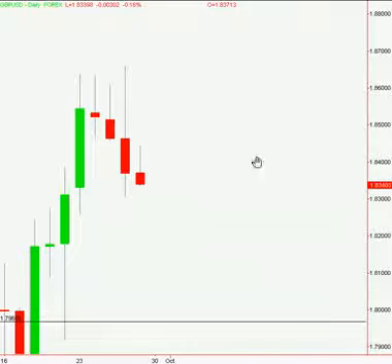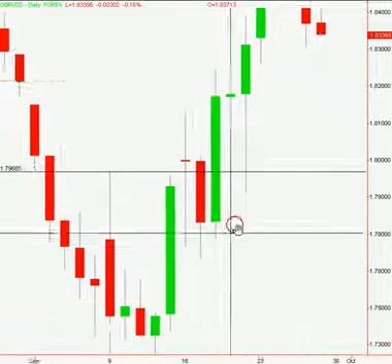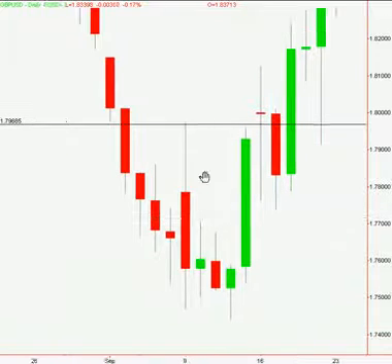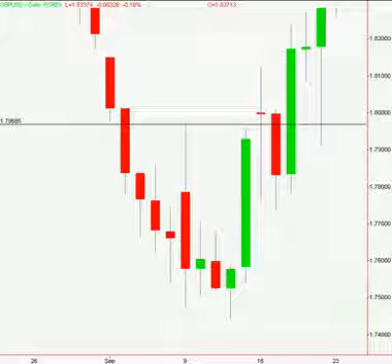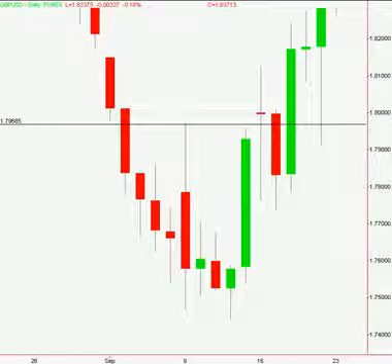Now I'm just going to bring to your attention one that happened a little while ago, a couple of weeks back. I'm just going to point out two inside bars on the daily. This was against the trend, so I didn't really take it. It's just an example of what happens.